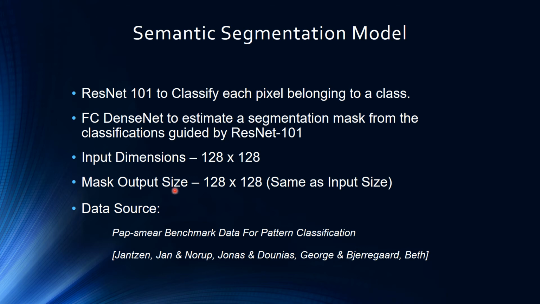The data used for this is from the Pap smear benchmark dataset by Jan and Norup. And semantic segmentation, of course, has two networks in the architecture. One is to classify, another is to estimate. And the size of the image is restricted to 128 by 128, depending upon the dataset size.